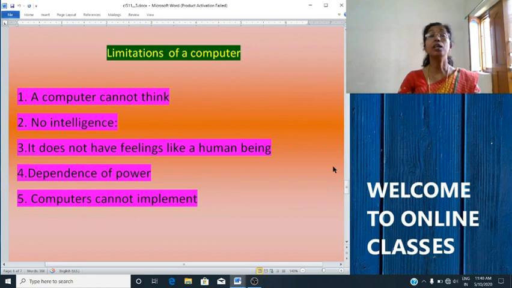Okay, all these are the limitations of a computer. Hope all of you understood what are the characteristics and what are the limitations of a computer. Now, let's just revise what we have studied today.